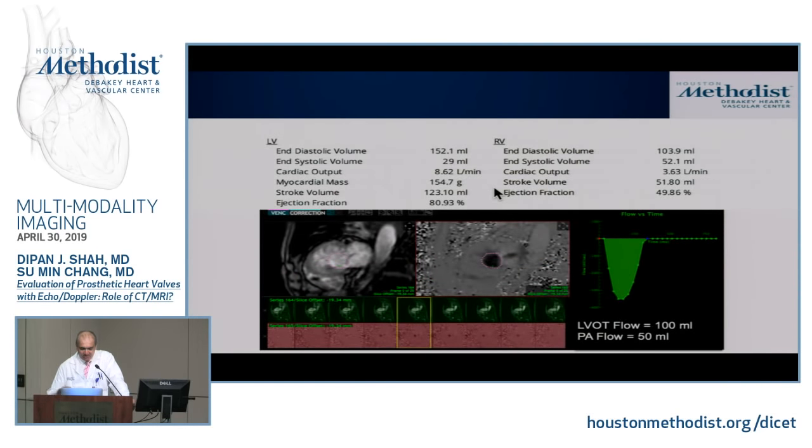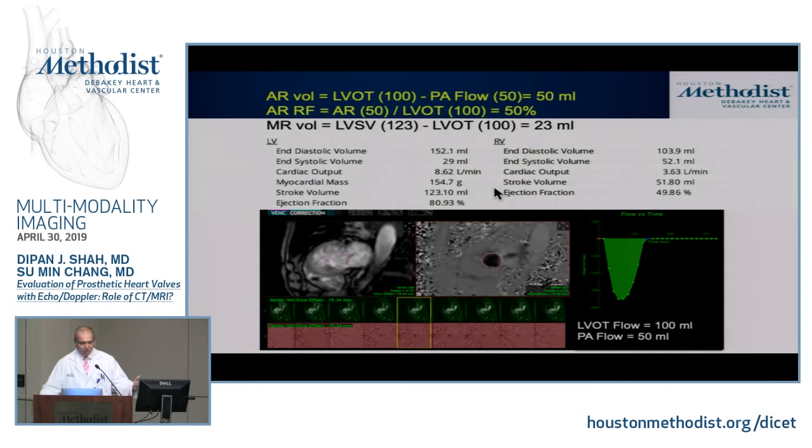And then in addition to that, we'll do other confirmatory checks by measuring the forward flow going out the LVOT, proximal to the percutaneous valve, and then comparing that to the net pulmonary artery flow. In this case also, that came out to about 50 cc's. So we've got multiple pieces of data that are all concordant. In this patient, we determined that there's about a 50 cc aortic regurgitant volume and a 50% regurgitant fraction in this percutaneously placed aortic valve.